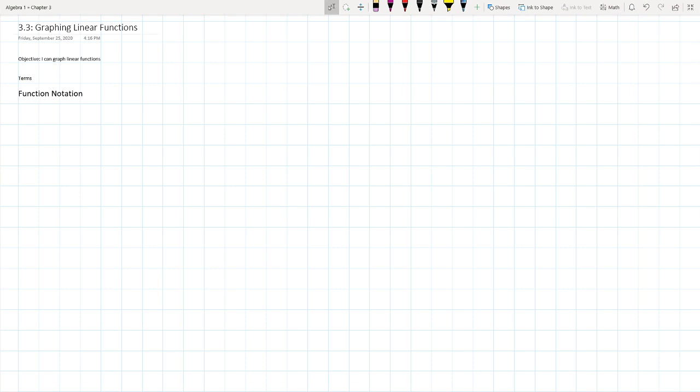This is lesson 3.3, graphing linear functions. Your objective today is that you can graph linear functions. A term that you need to know is function notation.